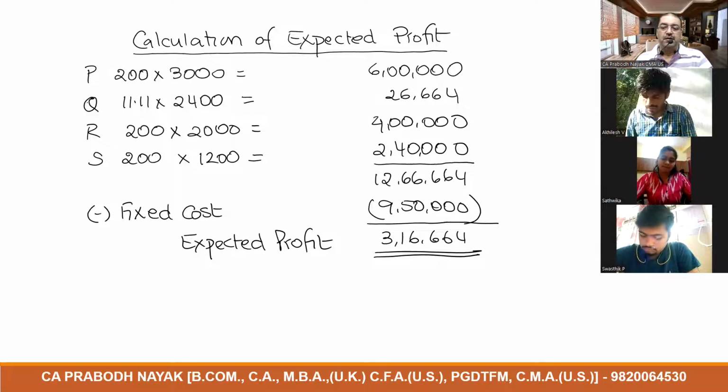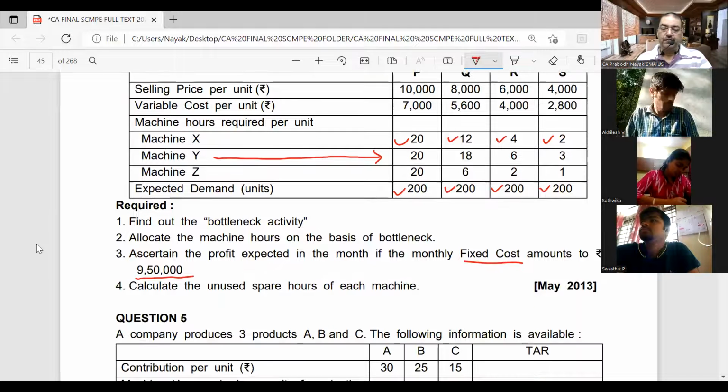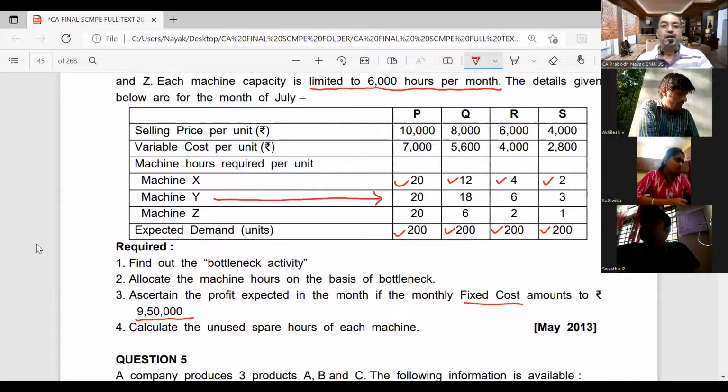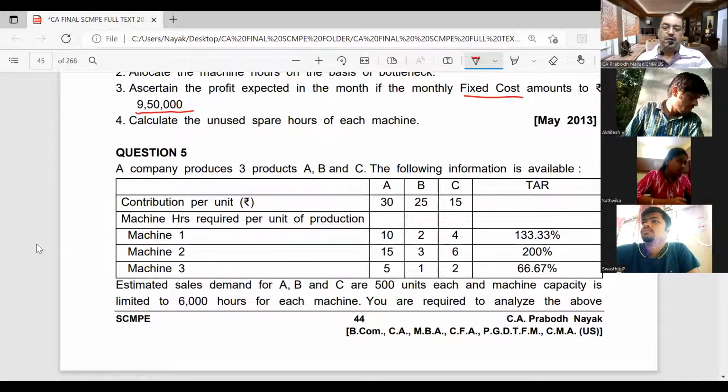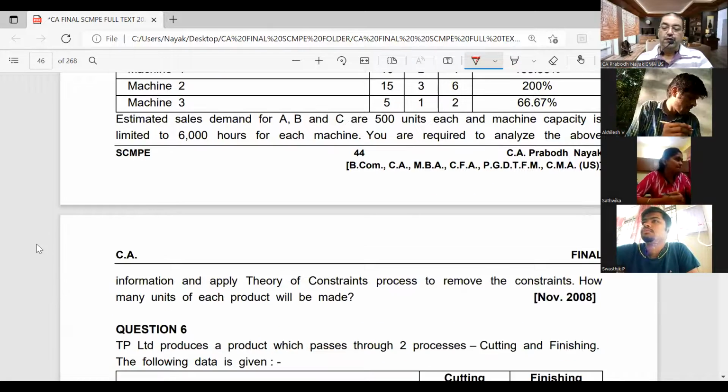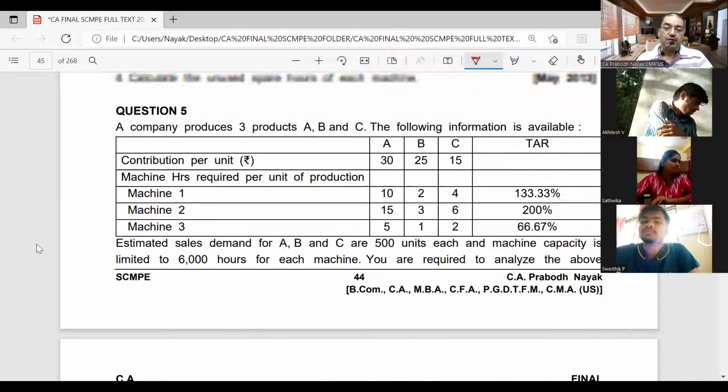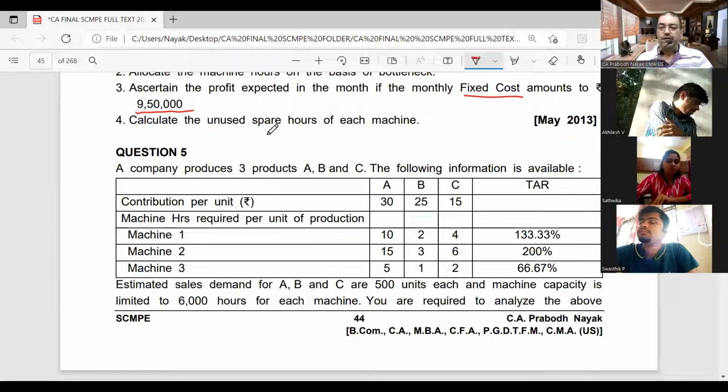Then let us go to the next question. Question number 5. This was a May 2013 question. It was an examination problem. So you can see all the questions which are there. This is a November 2008 question. So most of my questions are past exam questions.